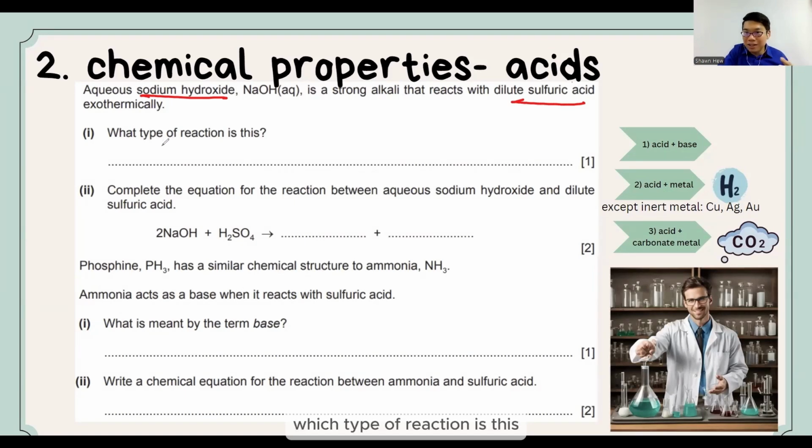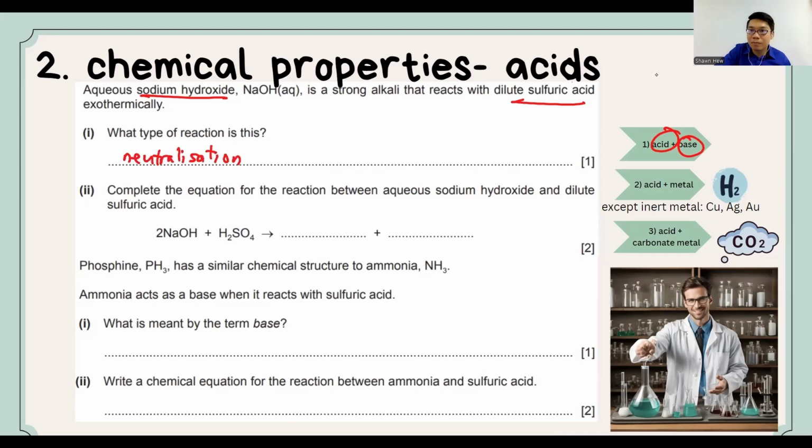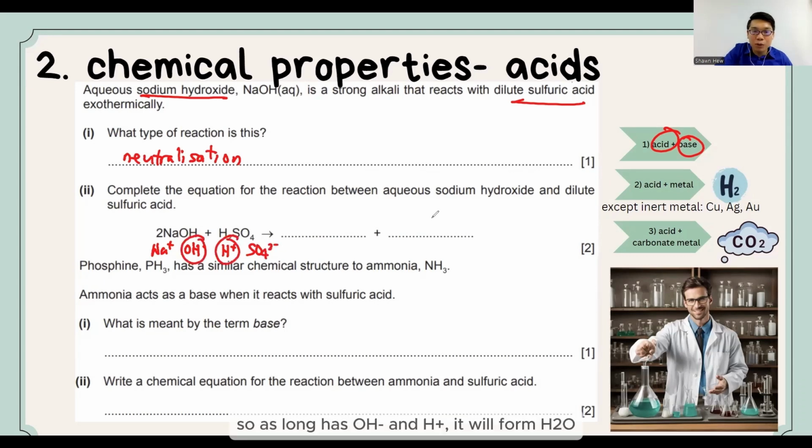Which type of reaction is this? So acid and alkali, it's neutralization. NaOH will form Na+, OH-, and H2SO4 forms H+ and SO4 2-. As long as I have OH and H, it will form H2O. And then Na will react with SO4, so we form Na2SO4. Because the positive charge is lesser, we need to double the sodium, then it's balanced in charge.